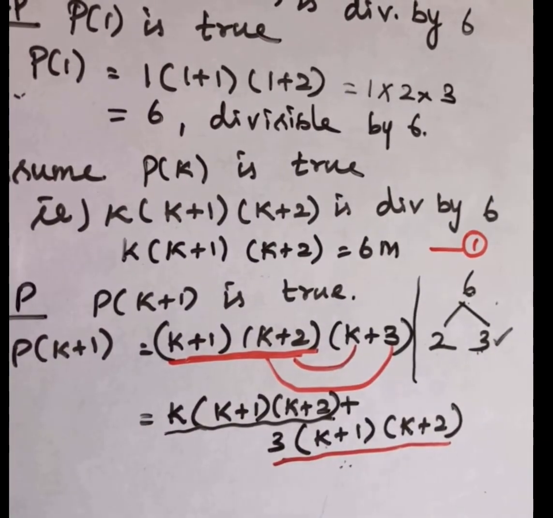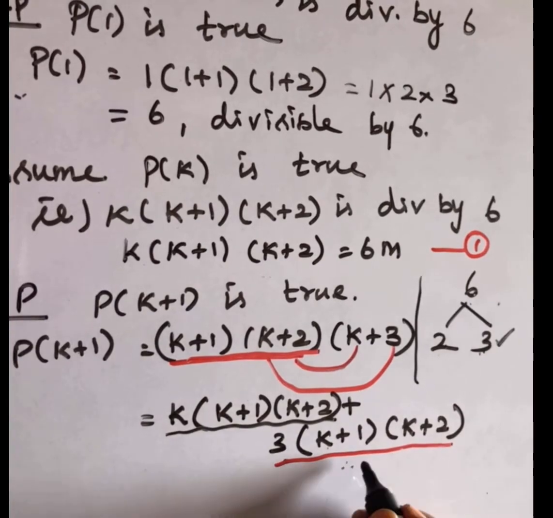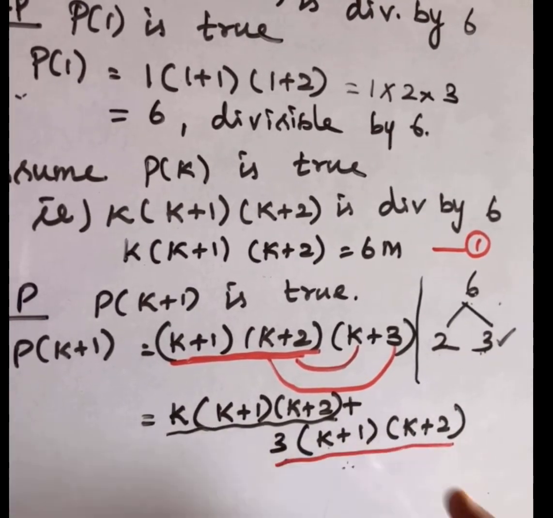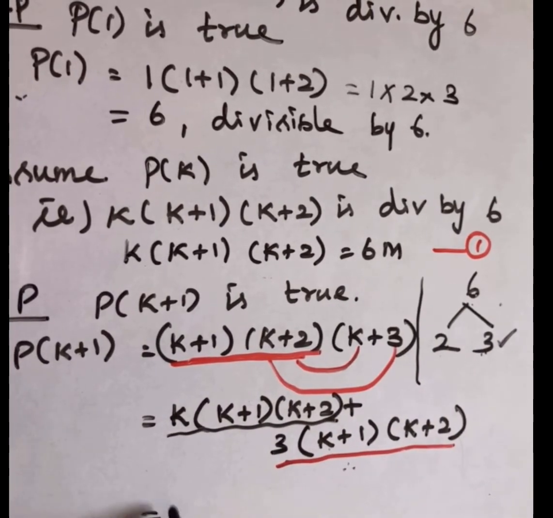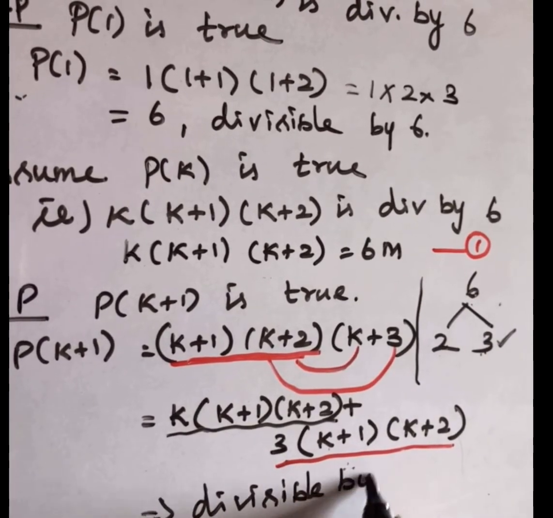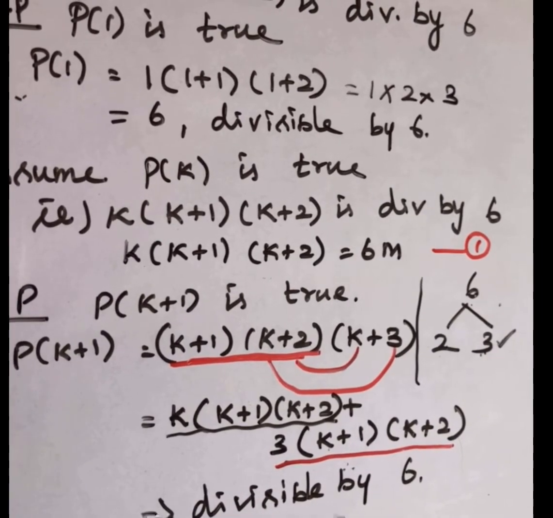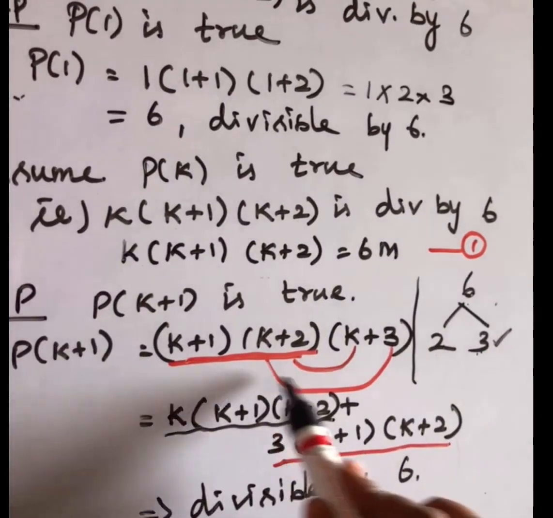So it is possible for this term to be divisible by 6, because it is divisible by 3 and 2. So this term is also divisible by 3. So the whole term is divisible by 6, since by result 1 the first term is divisible.